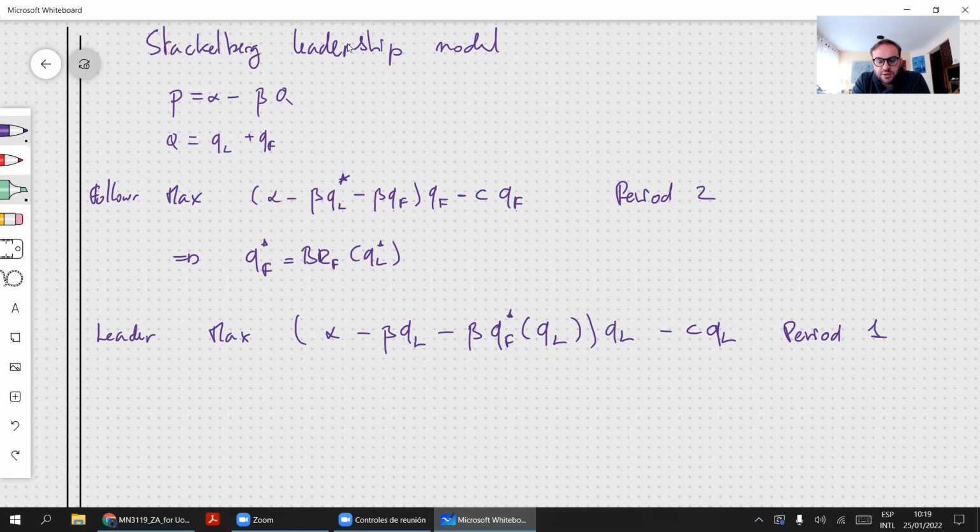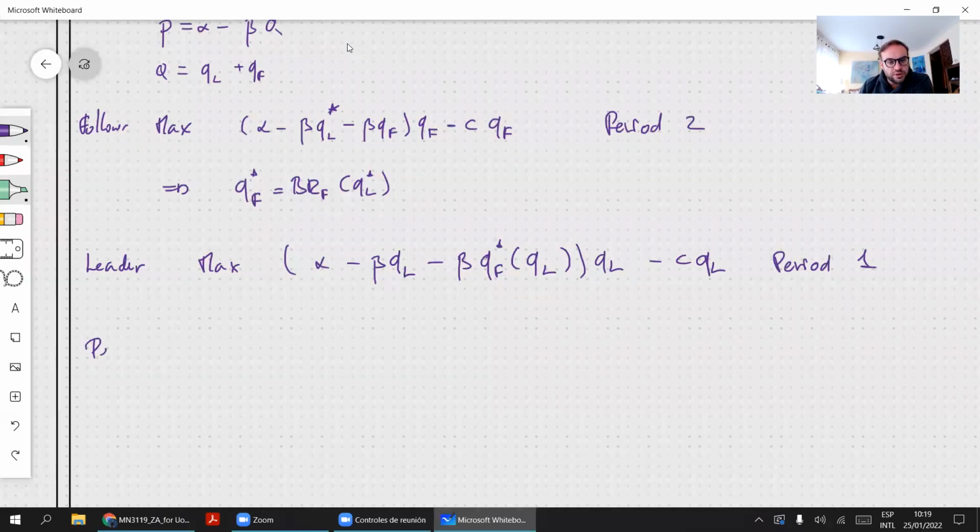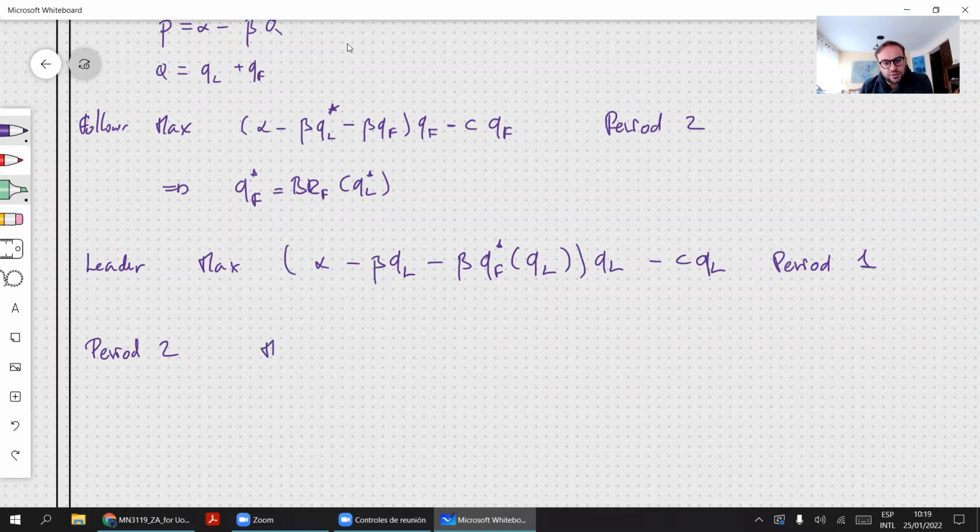And so things should be relatively easy to do. Right, so let's do that. Let's solve this problem. So in period 2, what the follower is doing is going to maximize, choosing the quantity that he wants to produce, and given that whatever the leader has produced is fixed, right? It's a given for him. So I'm gonna have something like this, right?